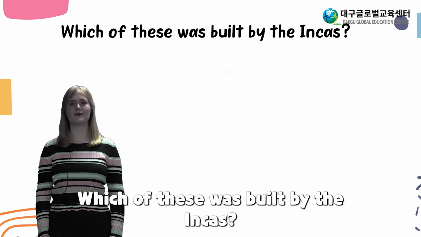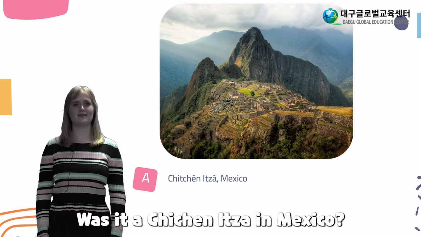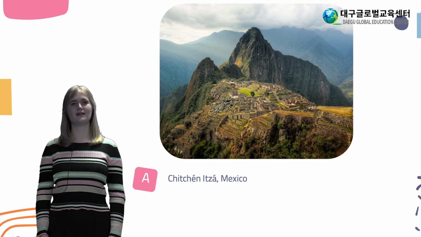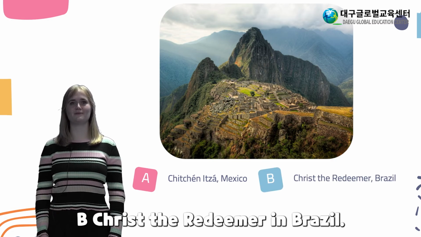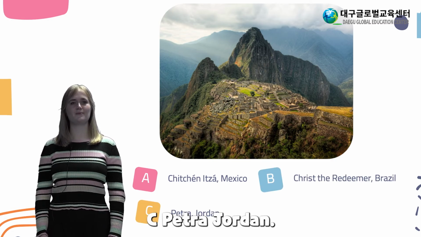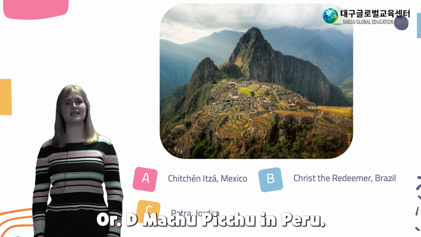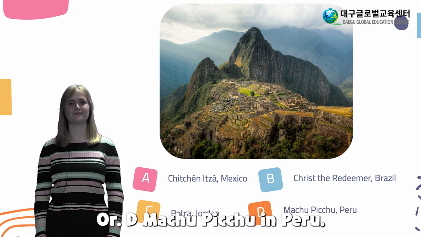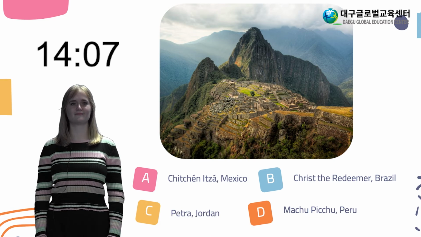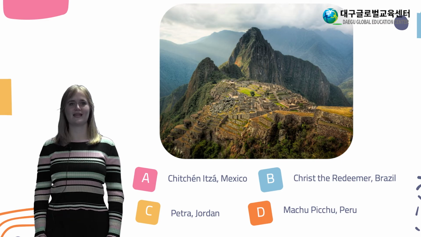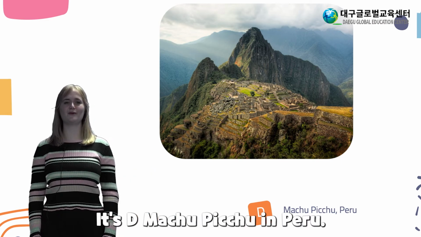Which of these was built by the Incas? Was it A, Chichen Itza in Mexico, B, Christ the Redeemer in Brazil, C, Petra in Jordan, or D, Machu Picchu in Peru? That's right, it's D, Machu Picchu in Peru.